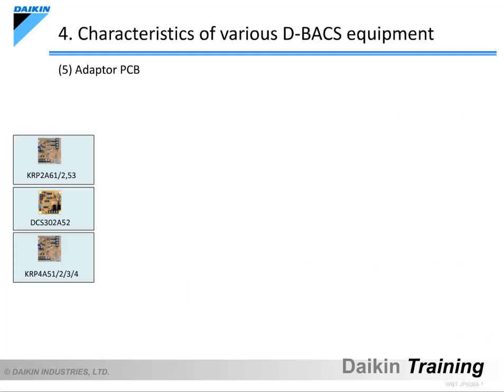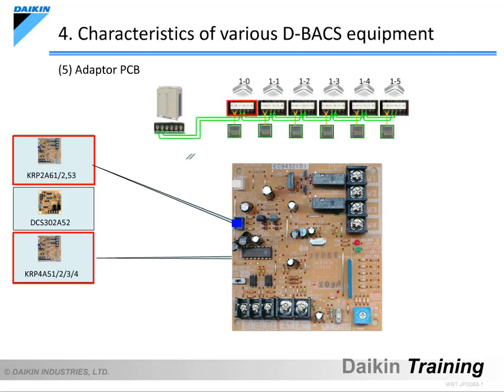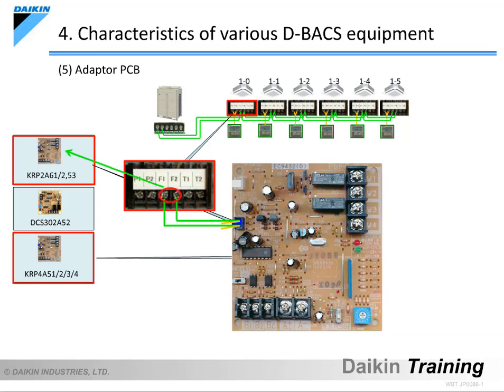Here we will take a look at the adapter PCBs KRP2A and KRP4A. They look the same. The differences are that while KRP2A is connected to D3Net, KRP4A is connected to remote control wiring, and their scopes of control are different. In the example shown on the screen, KRP2A controls all the indoor units from 10 to 15 collectively, while KRP4A only controls indoor unit 10. The mechanisms are the same for both KRP2A and KRP4A.